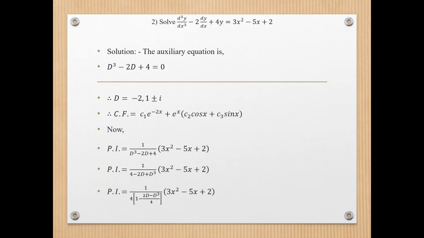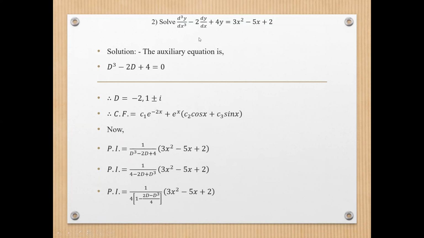So corresponding to the root minus 2, the complementary function has c1 e raised to minus 2x. Corresponding to the root 1 plus minus i, one is the real part and one is the imaginary part, so the part in the complementary function is e raised to x times c2 cos x plus c3 sin x. So the complementary function can be written as c1 e raised to minus 2x plus e raised to x times c2 cos x plus c3 sin x. This is the complementary function of this linear differential equation.